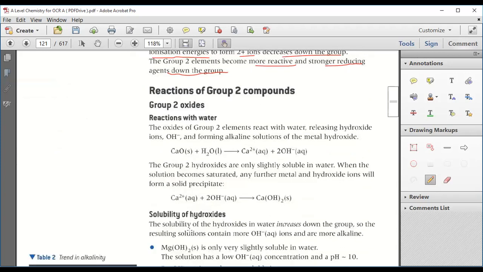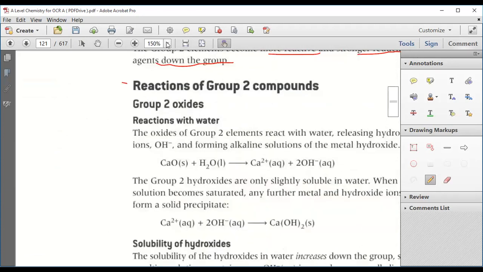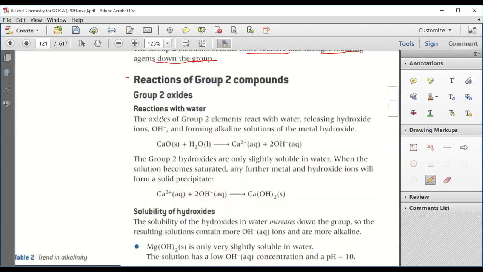Now second is the reaction of group 2 elements with water. The oxides of group 2 elements react with water, releasing hydroxide ions, OH negative, and forming alkaline solutions of the metal hydroxide. For example, if you take CaO, calcium oxide plus water.